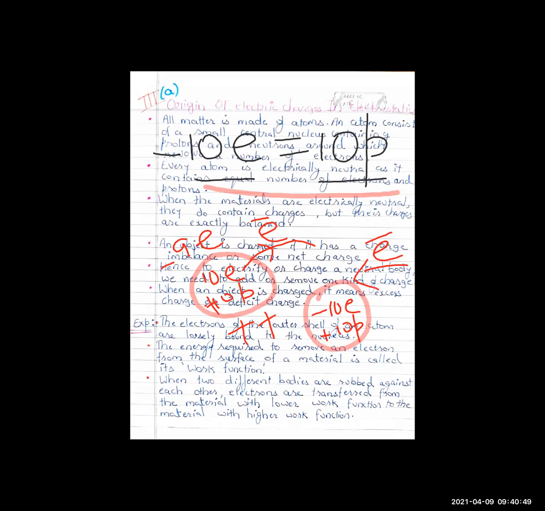So the charge will be minus 11 plus 10. So the resultant is minus 1. So the charge of the object becomes minus 1. That is, it becomes negatively charged. So whenever you want to electrify or charge a neutral body, either you need to add or you need to remove a kind of charge, right?